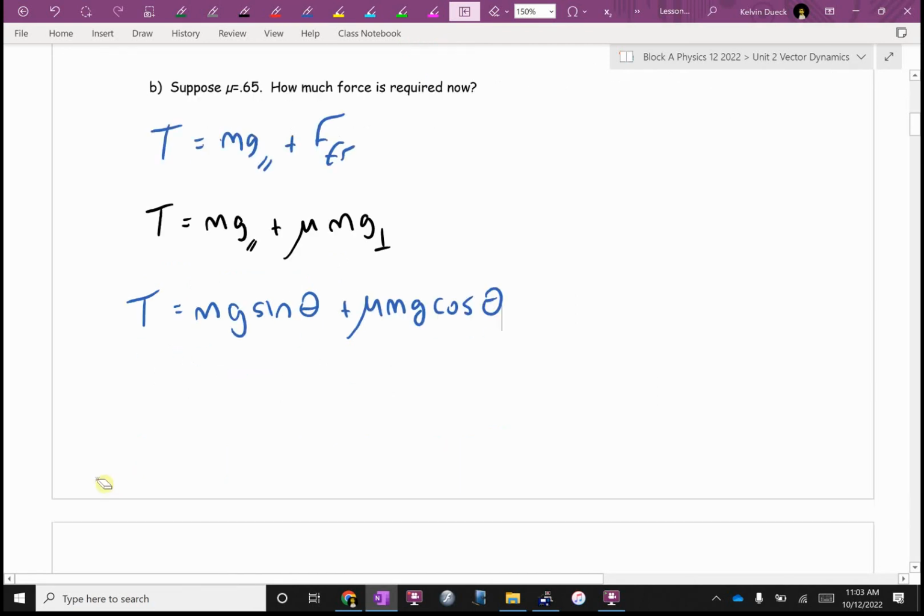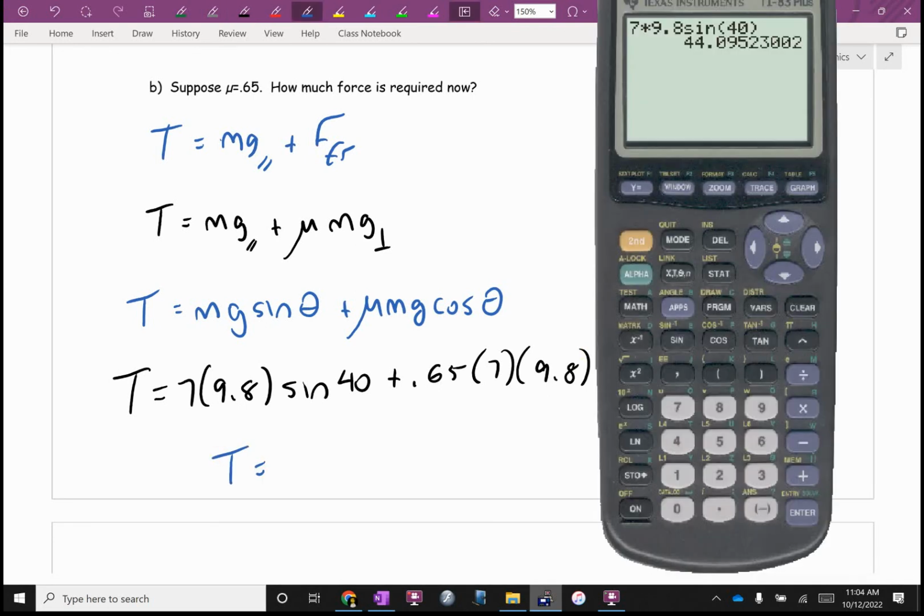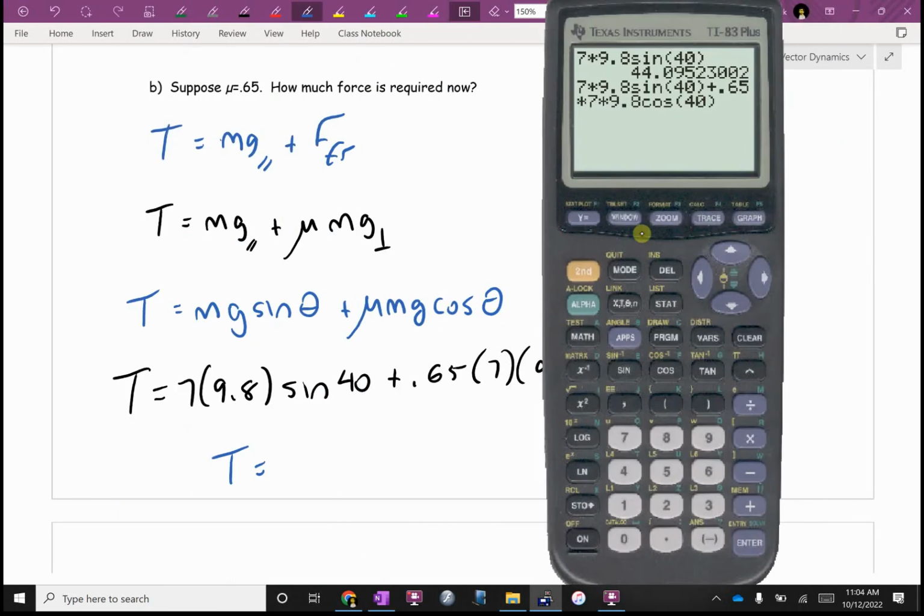Okay, let's plug in our numbers. I've scrolled down, Jan. What was m? 7, was it? 7. g, 9.8. Sine, what was theta? 40? Plus 0.65 times 7 times 9.8 times cos 40. Jan, what'd you get? You know what? I can probably just backspace and then add the 0.65 times 7 times 9.8 cos 40 without having to retype the whole silly thing. Yeah, I can do that. Totally works.